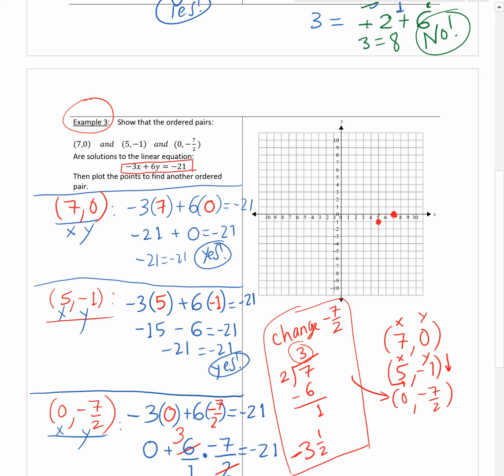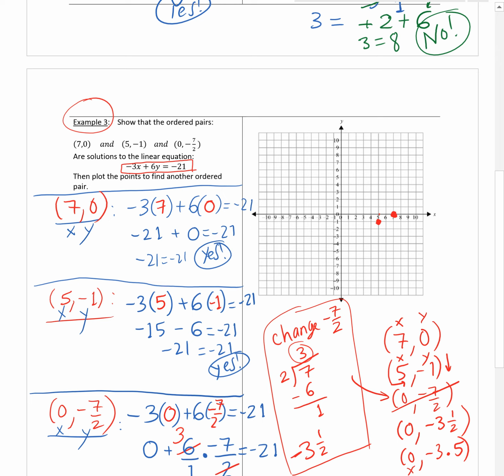Well, negative. So that's probably a better way to write it. I'm going to rewrite this as (0, -3 1/2). Or if you like decimals, you can say (0, -3.5). That's fine too. That's a lot easier to find though.